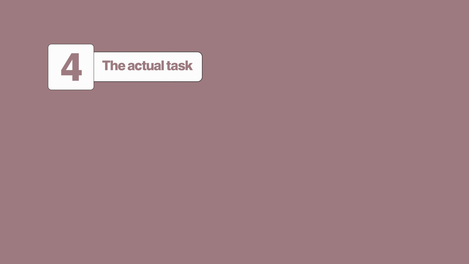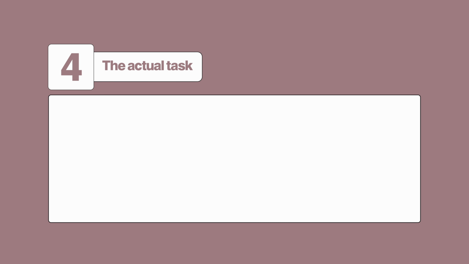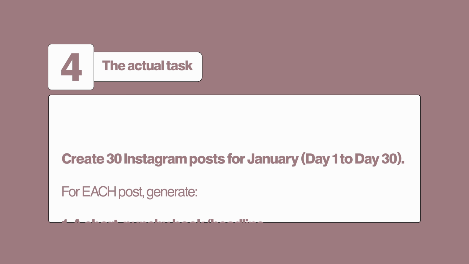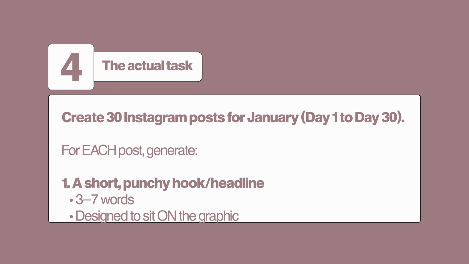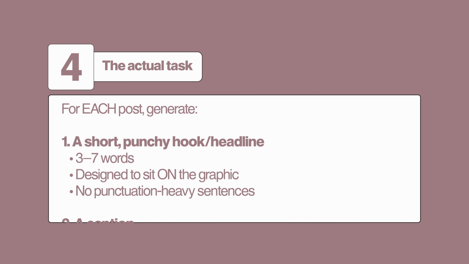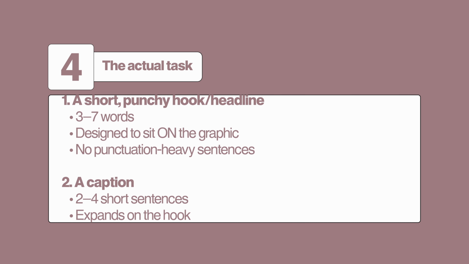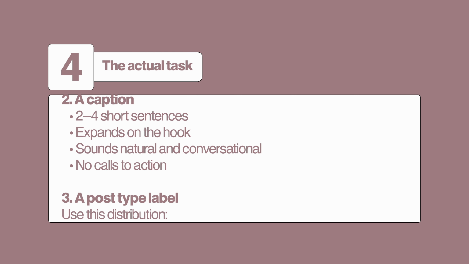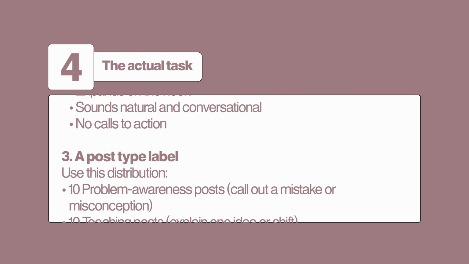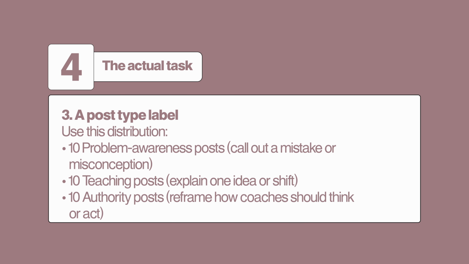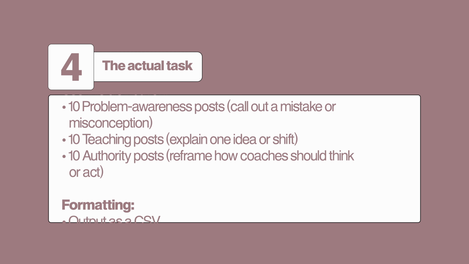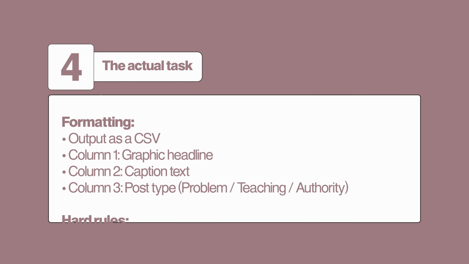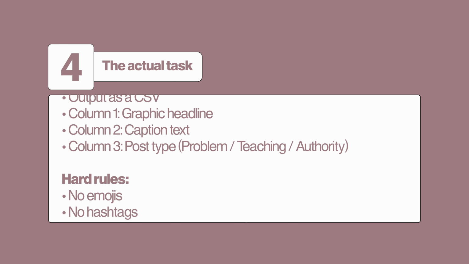And block 4 is the actual task, what you want it to do. I've said here to create 30 Instagram posts for January, day 1 to day 30. For each post, generate a short and punchy hook or headline, 3 to 7 words, designed to sit on the graphic. I've also specified for the caption how long that should be and to have a post type label so that I know that the post is either a problem awareness one, a teaching post, or an authority post. In terms of the formatting, output as a CSV, and I've specified what the columns need to be as well, and some hard rules and guardrails on what I don't want, which are emojis or hashtags, or any of these calls to action.